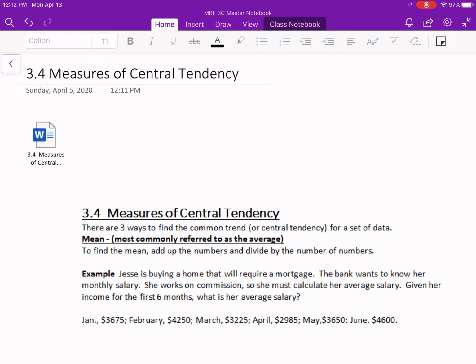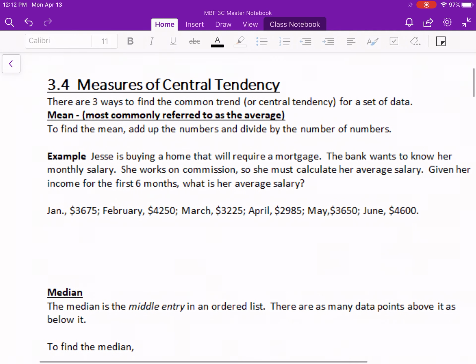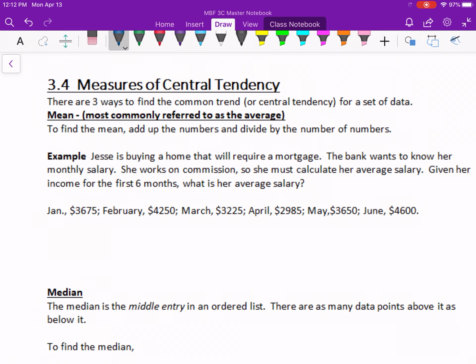So let's take a look at those three different ones I just referenced quickly. The first one that we're going to look at is the mean. We often call that the average. To find the mean, we just add up all the numbers and divide by the number of numbers. So very straightforward. You're used to doing that, in fact. You've probably been doing this since elementary school.